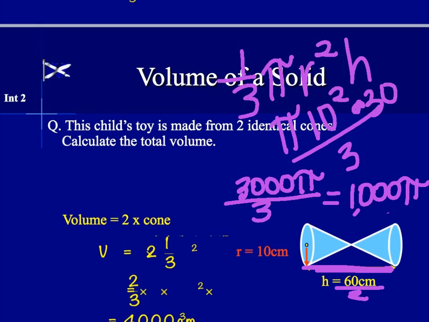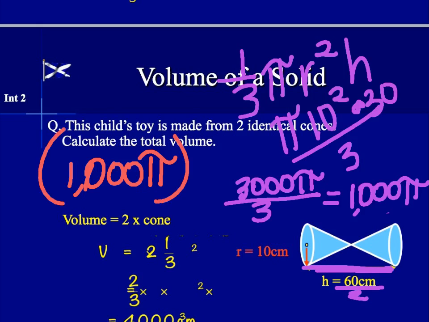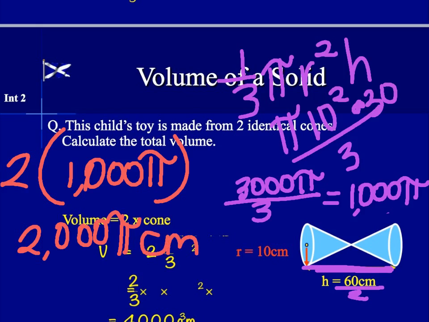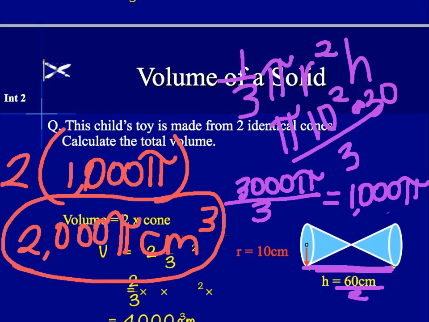So what I need to do now is take the volume of one cone, which is 1,000 pi, and multiply it times 2. 2 times 1,000, 2,000 pi. That's your answer. Don't forget about your units, centimeters cubed. That is the volume of those 2 cones together. That's it. Find the volume of the 2 cones, or the one cone, and multiply it by 2. That's it.